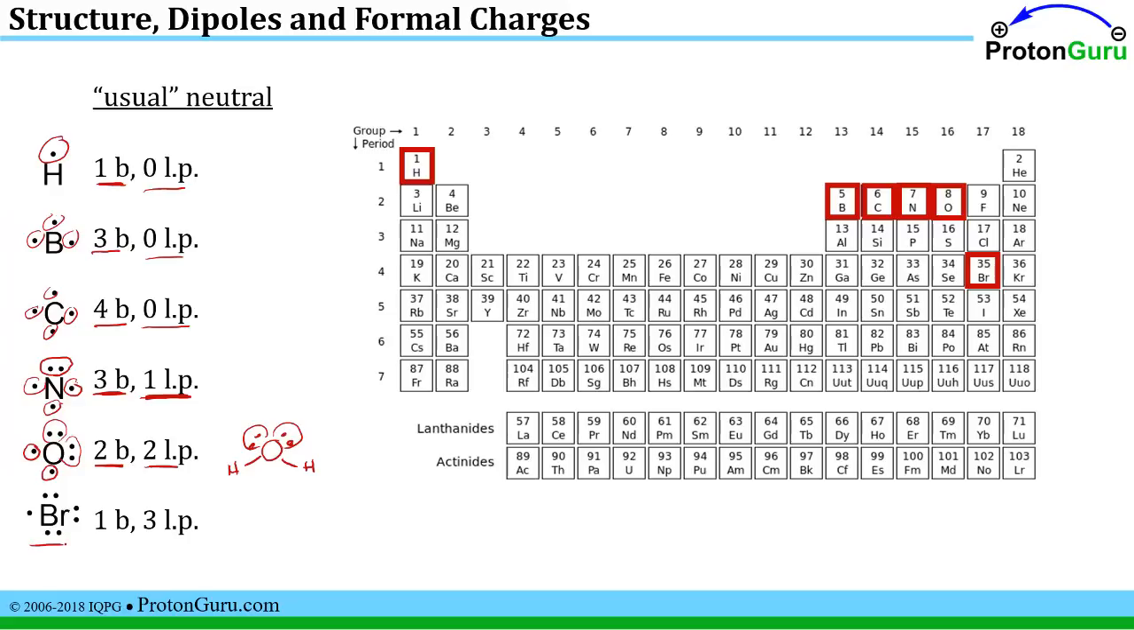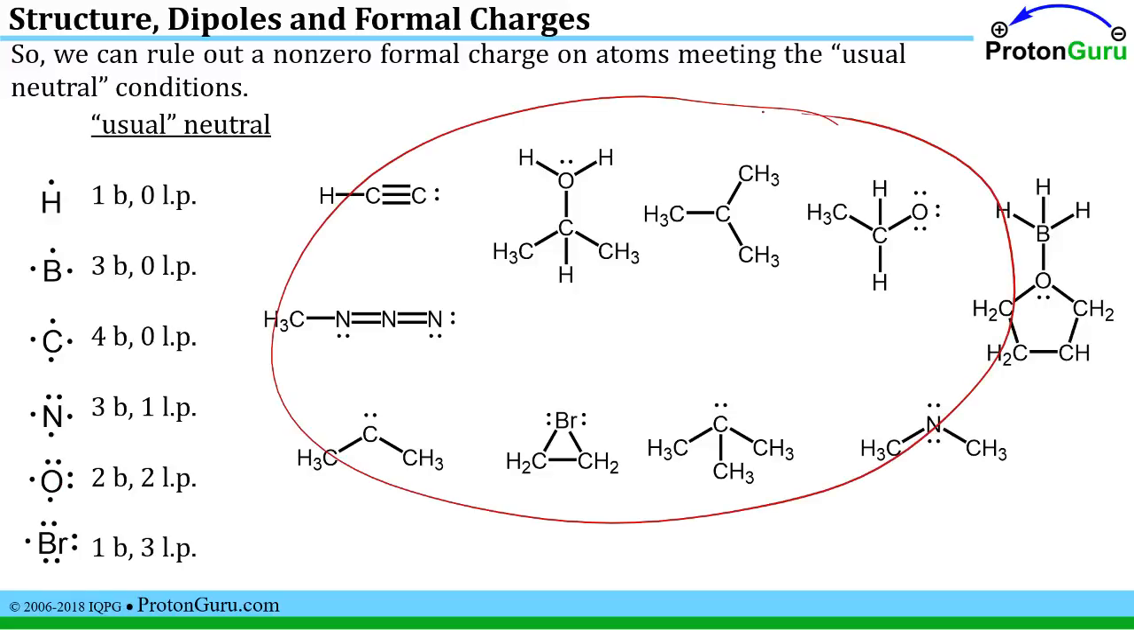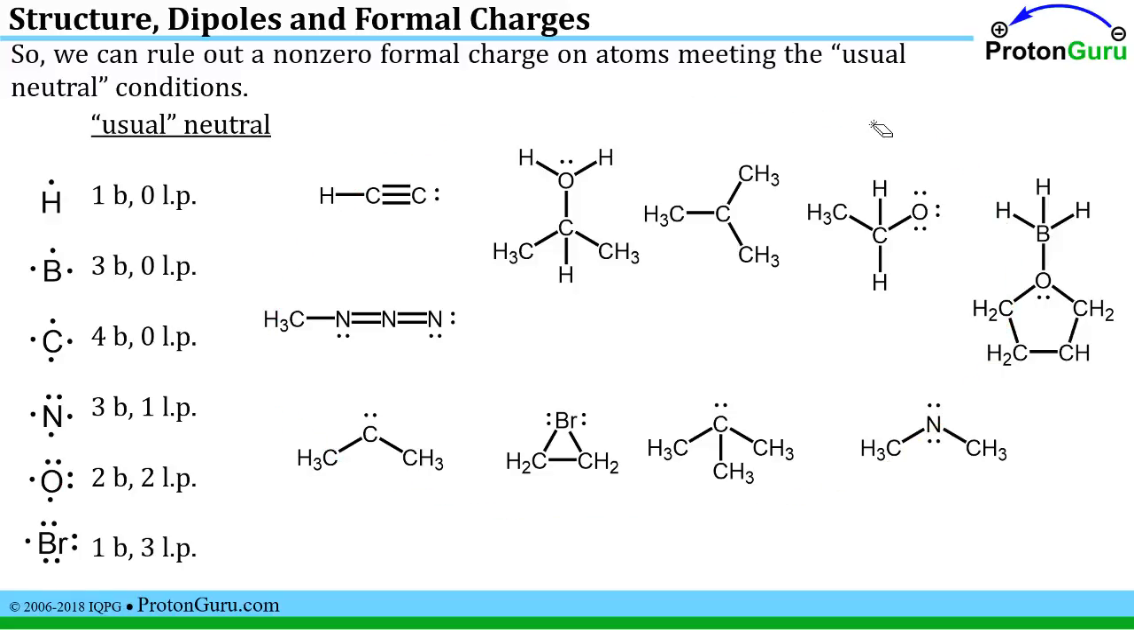And finally, bromine has only 1 unpaired electron, so it should make 1 bond in its usual neutral structure and 3 lone pairs. Once we have all that information in front of us from looking at the Lewis symbols, we should be able to figure out which of these atoms in all these molecules over here might have a non-zero formal charge. And if we look at the hydrogens, every hydrogen in this whole set of molecules only has 1 bond and no lone pairs on it.